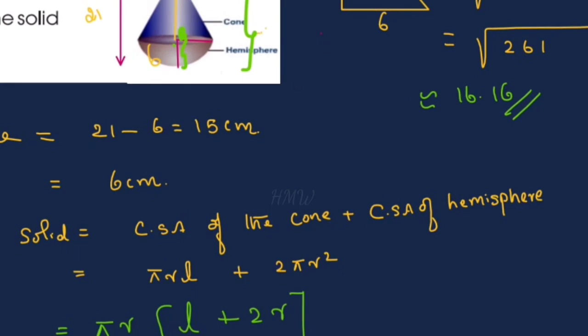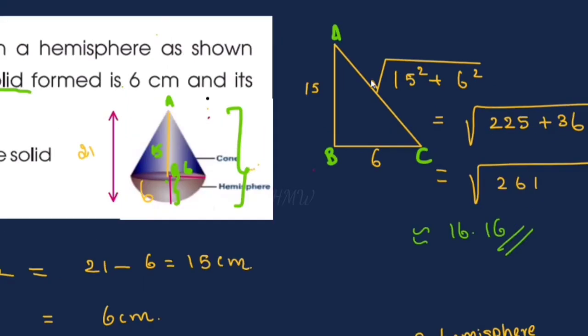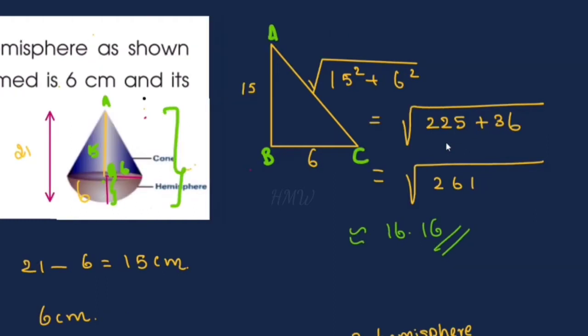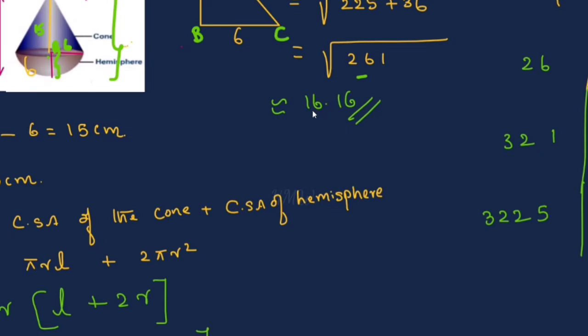Radius is 6. Now the slant height we have to find. How do you find the slant height of the cone? The height of the cone is 15 and the radius is 6. Suppose I name this triangle ABC, AC is the slant height. So use the Pythagoras theorem. It is the square root of 15 square plus 6 square, that is 225 plus 36, which is equal to root of 261. So root of 261 is approximately 16.155, so you can write it as 16.16. It's the slant height of the cone.